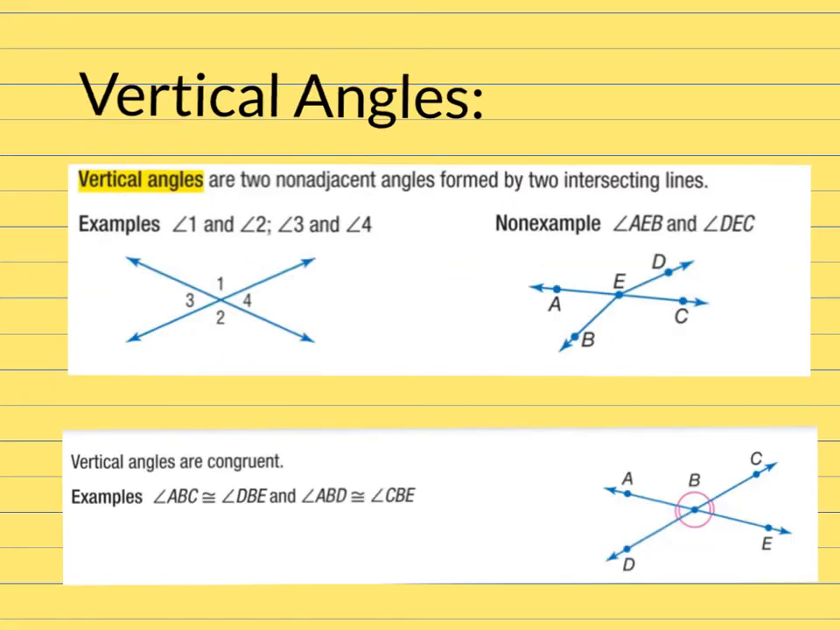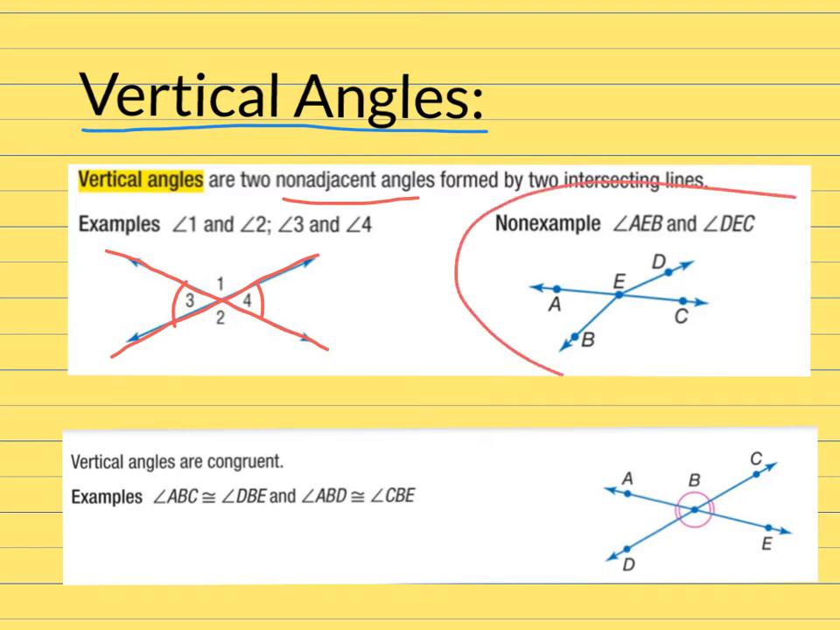The next angle relationship that we're going to talk about are vertical angles. This is also a pair of angles. Vertical angles are two non-adjacent angles formed by two intersecting lines. So angle 1 and angle 2 are a pair of vertical angles. Angle 1 and angle 2 are not adjacent, but they are formed when these two lines cross. Angles 3 and 4 are also vertical angles because they are non-adjacent and they are formed when two lines cross.